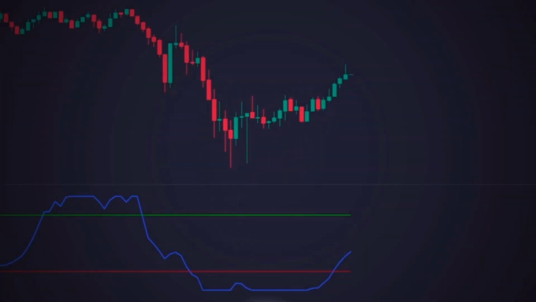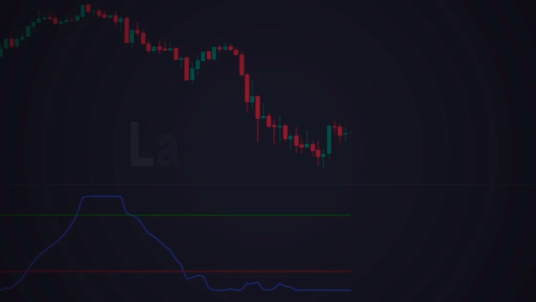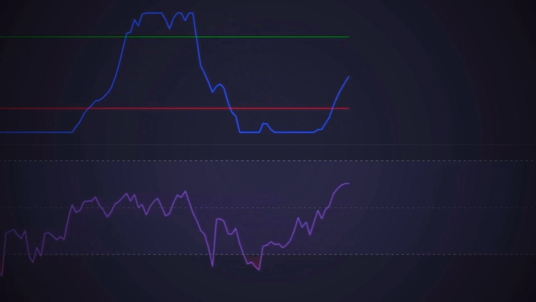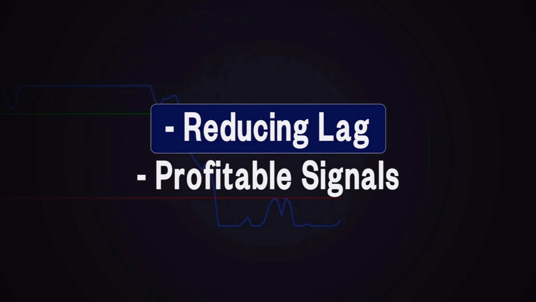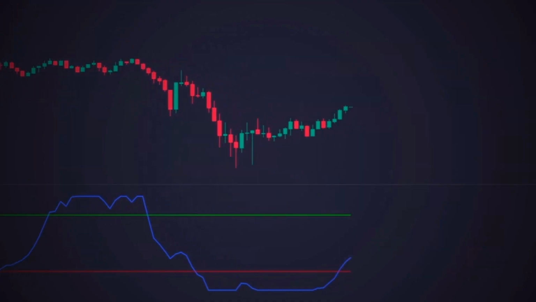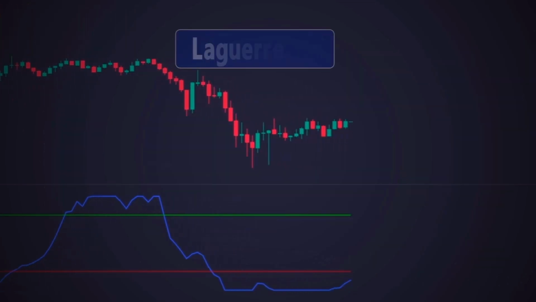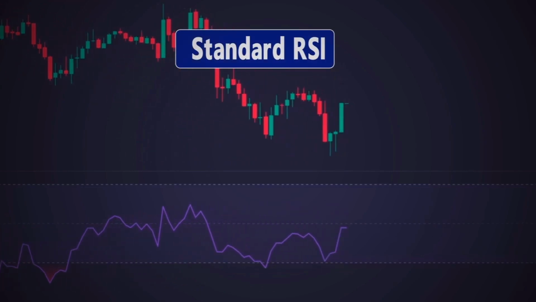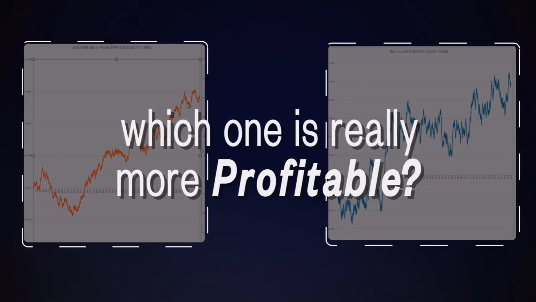Hello everyone, today we'll be testing a new version of the RSI called the Laguerre RSI. This version claims to outperform the traditional RSI by reducing lag and providing profitable signals. And so today we'll put it to the test. But here's the twist. After testing the Laguerre RSI, we will also test the standard RSI under the same conditions and then compare the results to verify which one is really more profitable.